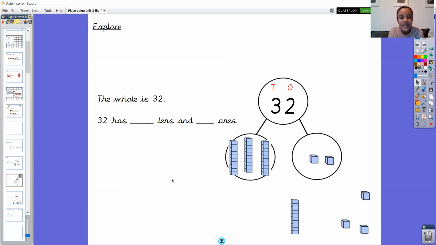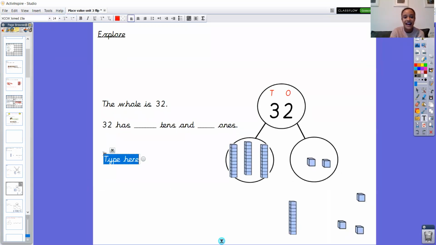The first bit's done. The whole is 32. 32 has tens and ones. Can you pause the video to fill that in? Well done. 32 has 3 tens and 2 ones.